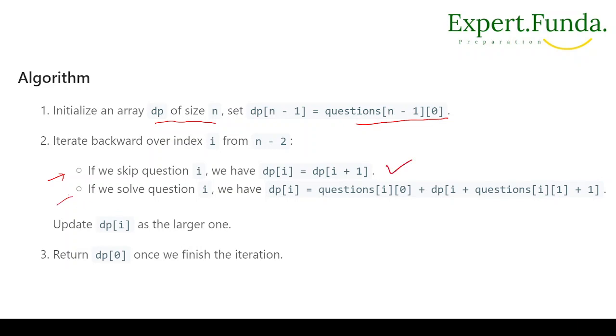If we solve this one, then our value dp at I is nothing but questions of I at 0 plus dp of I plus question power plus 1 that we have seen, right? You can say either we skip or we solve. Okay, so dp at I is the larger one that we will get, and we have to return dp at 0 after finishing all the iterations, right?